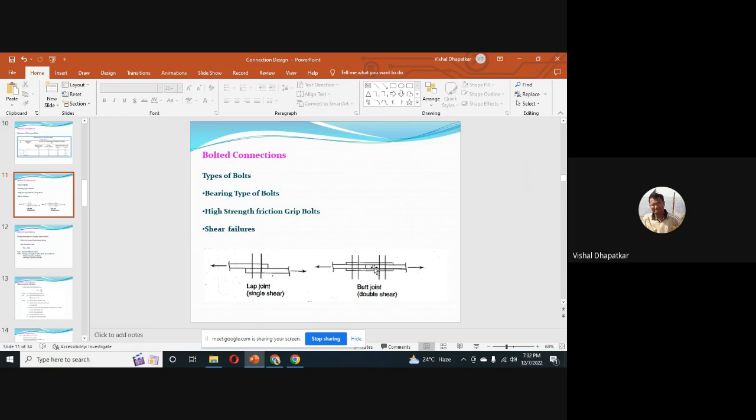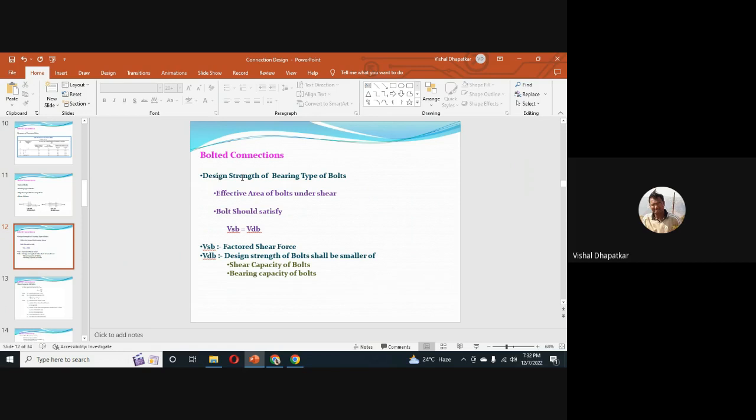When we have a sandwich plate between two plates, in that case we have two shearing surfaces. One is at this junction and another is at this junction. So in this case we have a double shear of the bolts. In this case we have a single shear of the bolt. In double shear of the bolt, more area of the bolt is getting sheared, so its capacity gets doubled. In case of single shear, the capacity is less. So double shear bolts will have a higher capacity because two areas are getting sheared off.